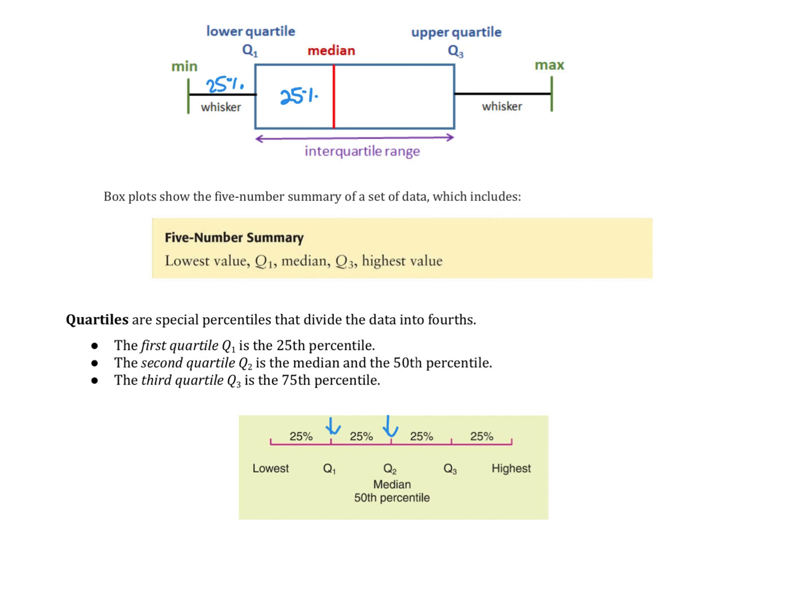Q3, or the third quartile, is the 75th percentile. So 75% of the data falls at or below Q3. And this second side of the box also represents 25% of the data values. And then from the maximum and below, we have another 25% of the data values.